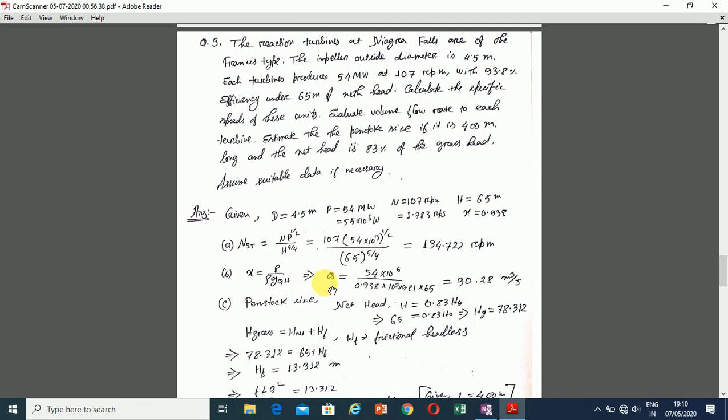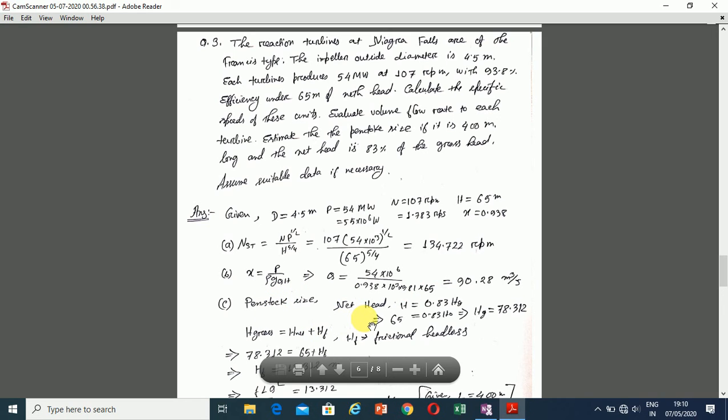B, we know efficiency is power output by power input, that is power by P, rho, and power input is rho g Q H. From here we can find Q, we put all the values of eta, P, rho, g, H, and we find the value of Q, that is 90.28 meter cube per second.